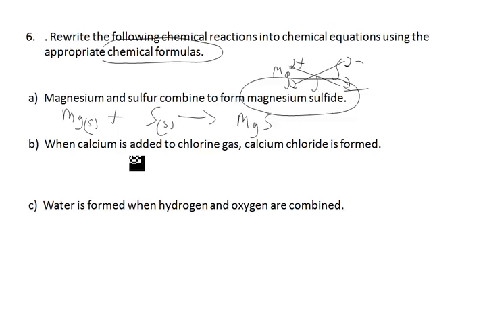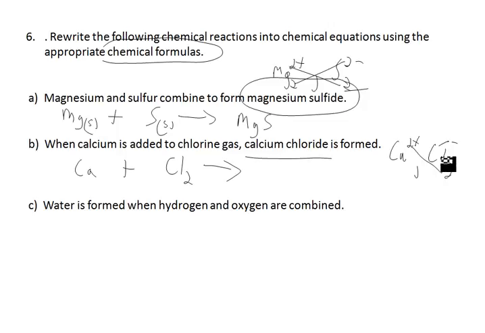Next, calcium is added to chlorine gas, and calcium chloride is formed. So calcium plus chlorine as a gas is Cl2, it's molecular. And we make the ionic compound calcium chloride. So that's the calcium ion plus the chloride ion. So we've got to bring the 2 down there and the 1 down there. And so that's CaCl2. We've got to make sure our atoms are balanced. So we have 2 atoms of chlorine here and 2 here, 1 and 1, so we're good.